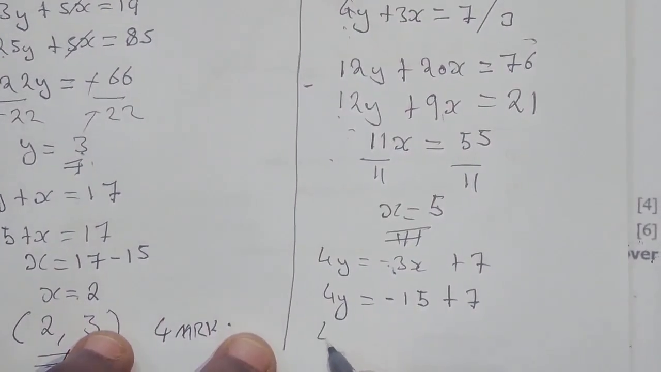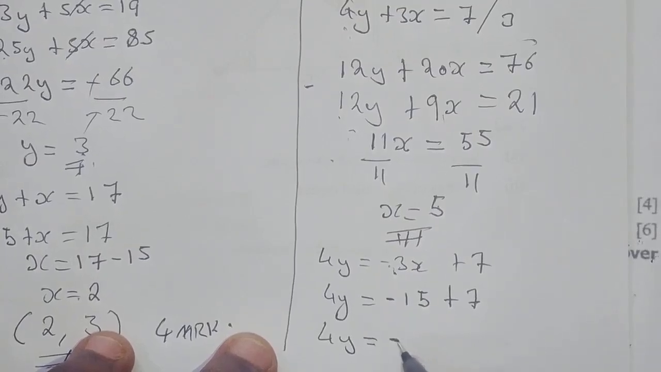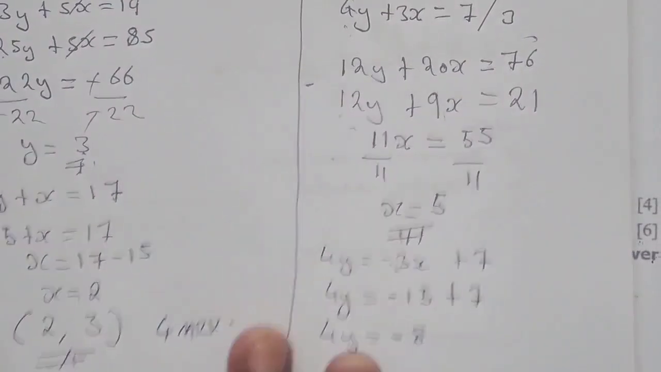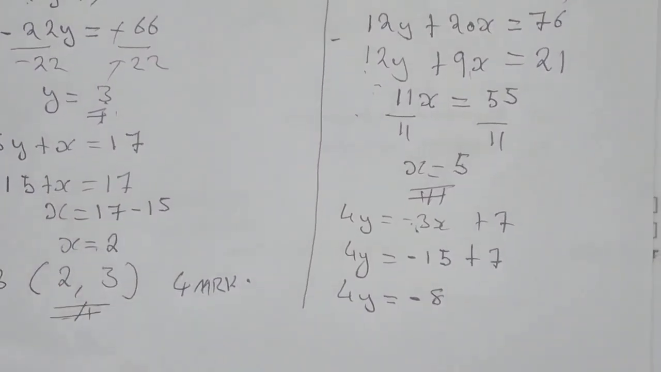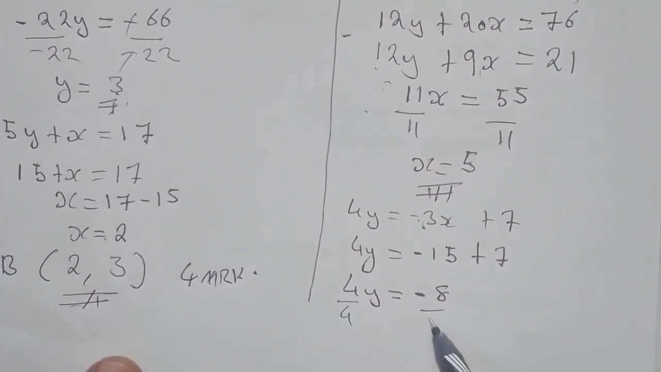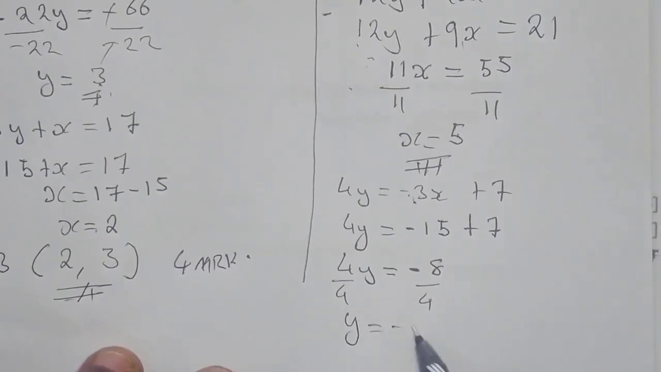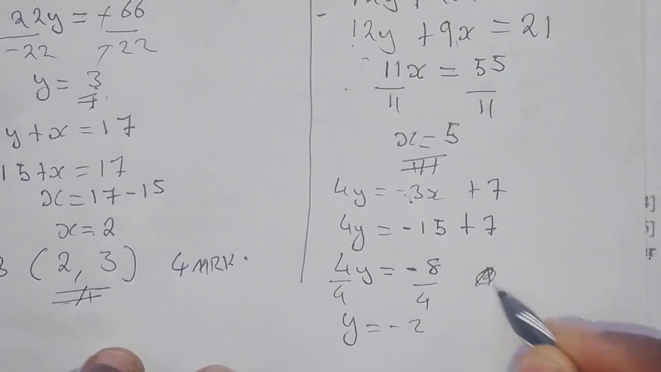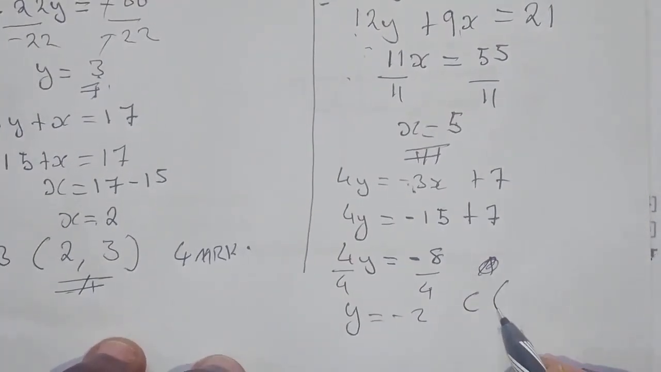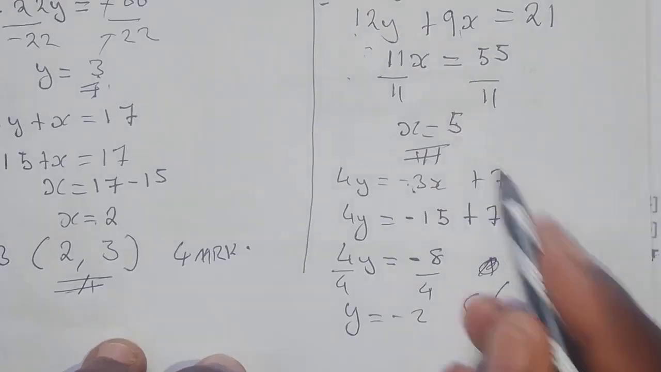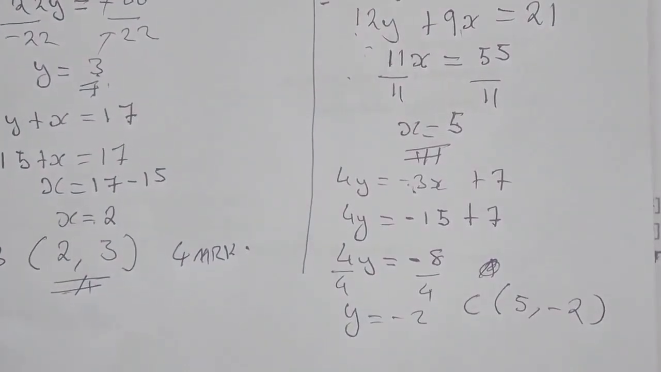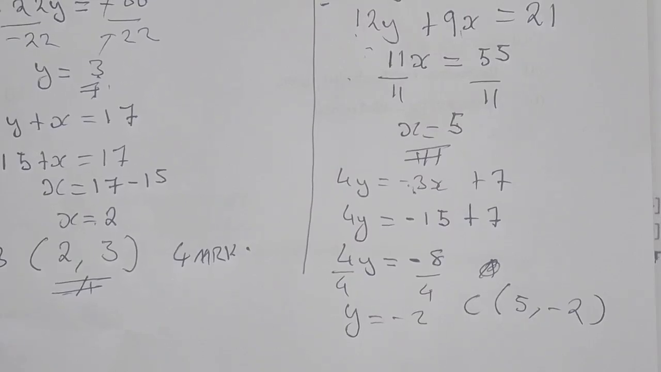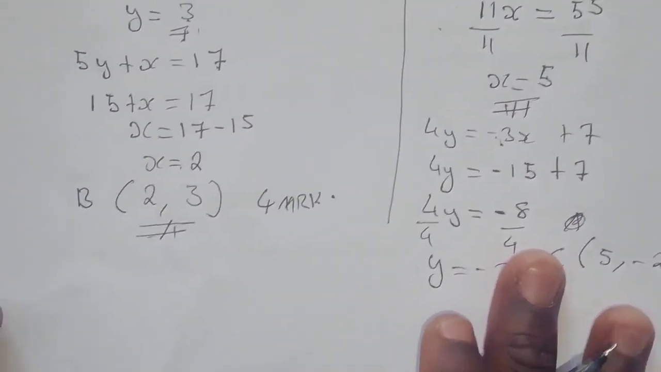So we're going to have 4y is equal to negative 8. Then we make y the subject of the formula by dividing both sides by 4, hence y is equal to negative 2. So the coordinate for C we have found is 5, negative 2. So having found the coordinate of C, we can now find the magnitude of AC.